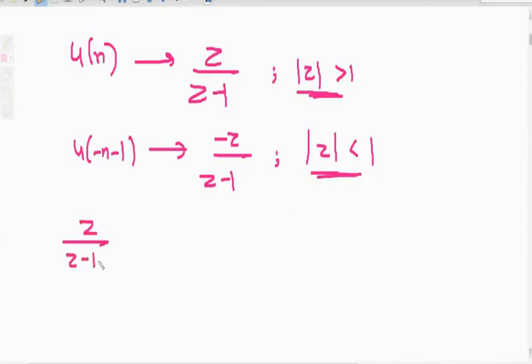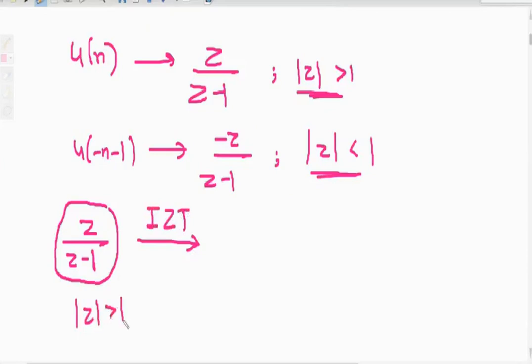Now, what will be the inverse Z transform of Z upon Z minus 1? It completely depends on the ROC, because here also you can see Z upon Z minus 1. Forget about the minus sign right now. Here Z upon Z minus 1, and here also Z upon Z minus 1. The inverse Z transform is completely dependent on the ROC. If the ROC given is magnitude Z greater than 1, whenever the ROC given is greater, u of n will come in the answer. So its inverse Z transform is u of n.